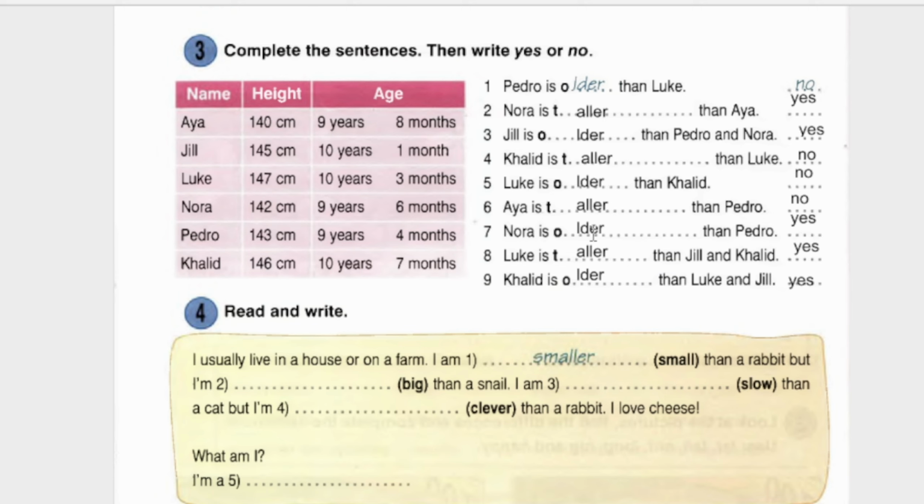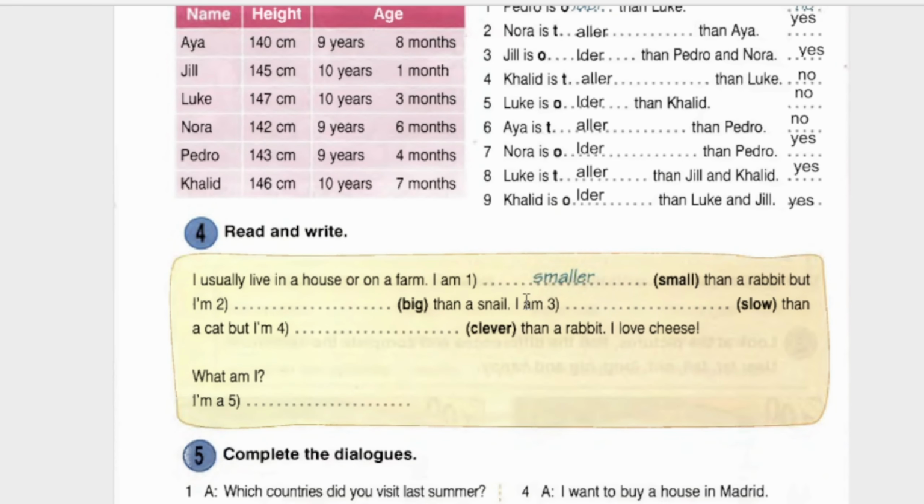Nora is older than Pedro. Yes. Luke is taller than Jill and Khalid. Yes. Khalid is older than Luke and Jill. Yes. So, we need to read and write this one.